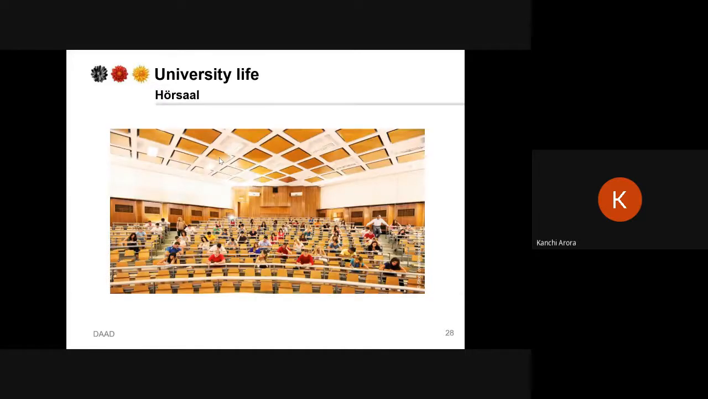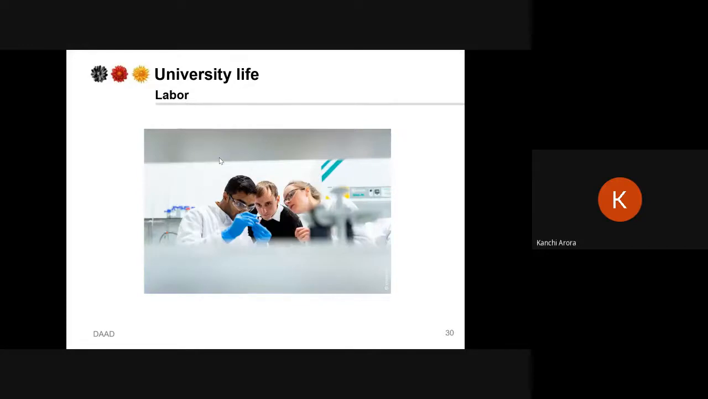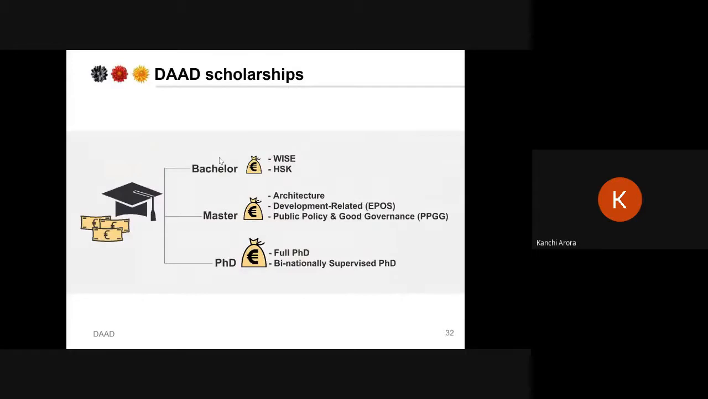These are glimpses of how the universities are. So this is the canteen, the mensa, this is the laboratory, this is how the bibliothek, which means the library, looks like.